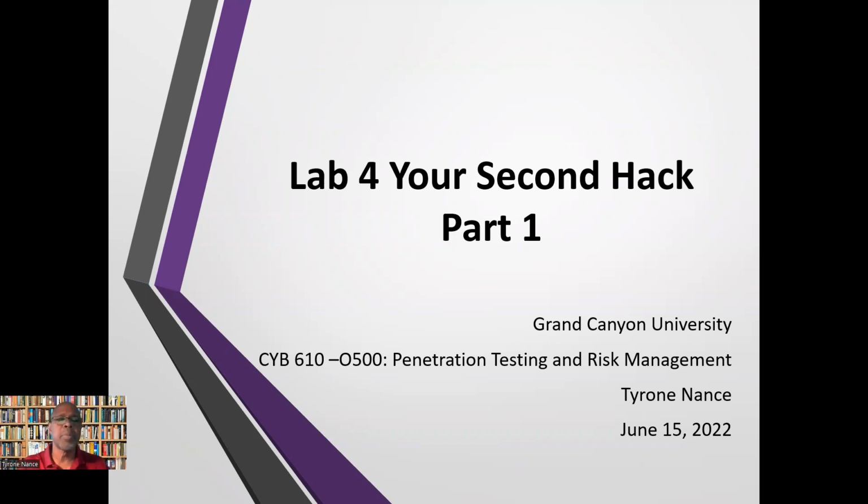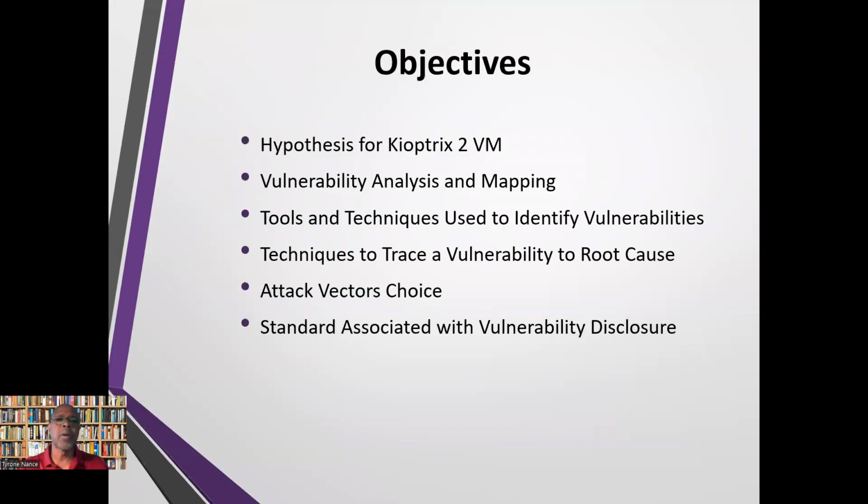During this presentation, I'll be discussing Lab 4, our second hack, Part 1. The objectives I'll cover will be: I'll discuss the hypothesis for Chi-Optics 2 virtual machine. I'll discuss vulnerability analysis and mapping. I'll discuss tools and techniques that I use to identify vulnerabilities. I'll share techniques that I use to trace the vulnerability to root cause. I'll discuss attack vector choices. And finally, I'll discuss standards associated with vulnerability disclosure.